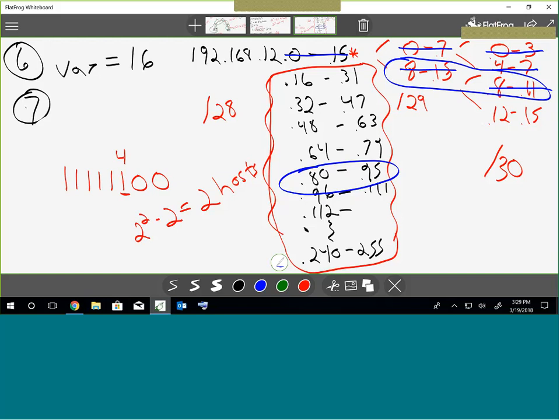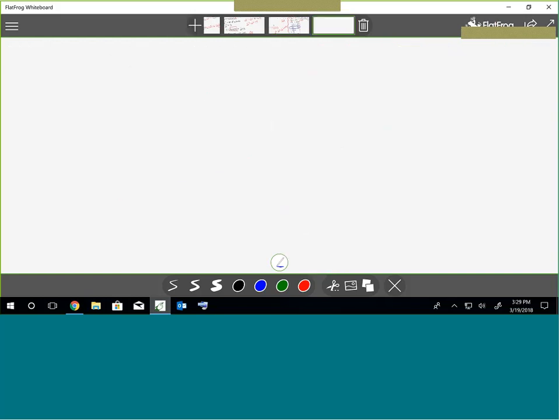Let me give you another example. Let's take another example that's based not necessarily on the network topology. It will be, but it's based more on hosts. I'm going to do something simple. I'm going to do this.